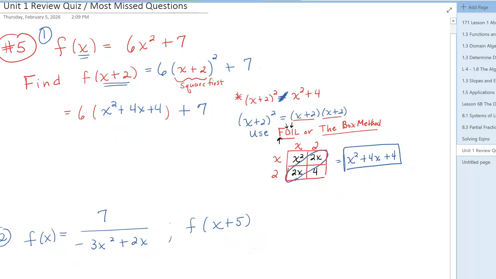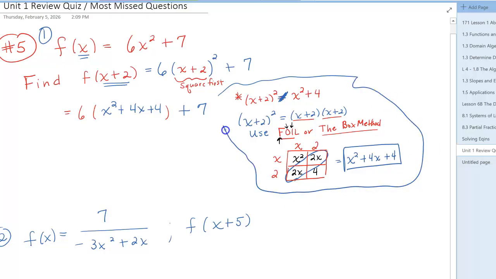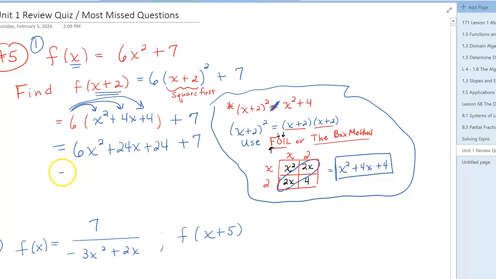Now, if you remember from the order of operations, I'm just going to box this off for a minute. The next step would be to distribute the 6, but only to the terms inside the parentheses, not to the 7. So that's going to be 6x squared plus 24x plus 24, and then plus 7. And then our final step is to go ahead and combine like terms here. So 6x squared plus 24x plus 31 would be your final answer.